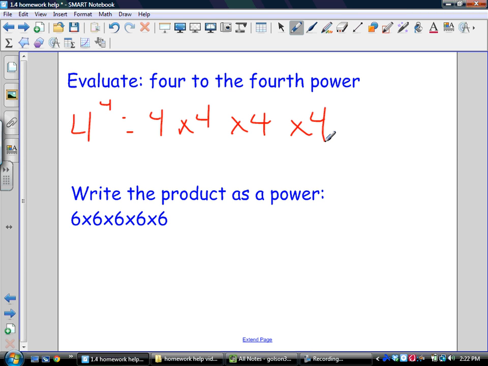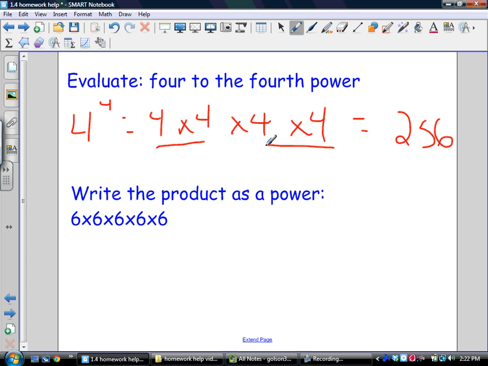So you could go ahead and do this on your own, and then pause this and check back and see if you got the right answer. The right answer should be 256. Okay? I know that because 4 times 4 is 16, so that's going to give me 16, and that's going to give me 16, and 16 times 16 is 256.